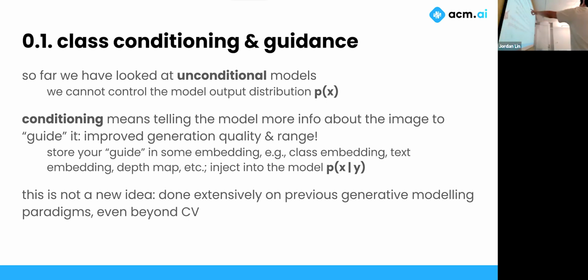So conditioning means we're telling the model more information about the image to guide it, right? And doing so actually improves generation quality and range because the model has a bit more help in what it can generate. So in this case, you want to store your guide in some embeddings, like a class embedding, for which you would use sinusoidal embeddings again. Or for depth maps, we can use a CNN to compress it down. Or we can do text embeddings with all the LLMs and text encoders that we have talked about before. Again, this is not a new idea. This has been done extensively in a lot of generative modeling paradigms in the past, even beyond CV.